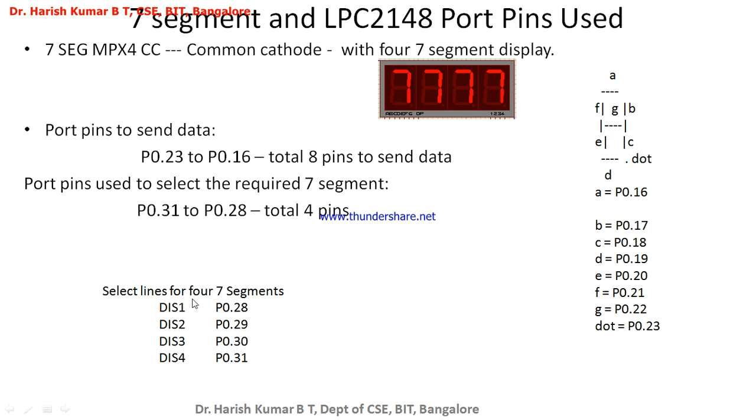Now if I want to select the first 7 segment display, I should make P0.28 as 0, and for the second 7 segment display I should make P0.29 as 0. For the third, P0.30 as 0, and for the fourth, P0.31 as 0. If I make all of them 0, the data you send will be displayed on all the 7 segment displays. So these are the port pins you have to remember for understanding this program. We are sending the data from P0.16 to P0.23, and we are using P0.28 to P0.31 for selecting the required 7 segment display for displaying the data.